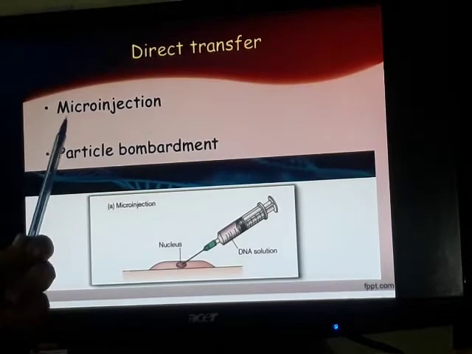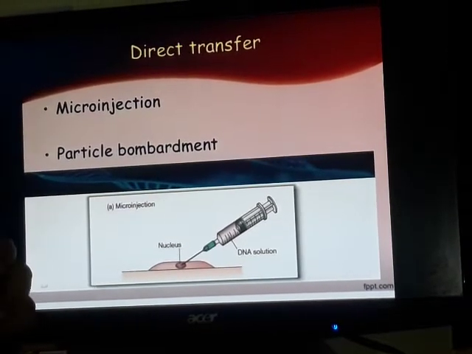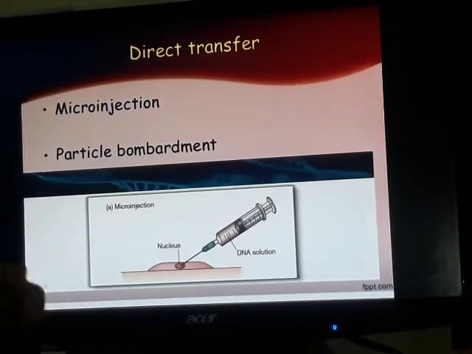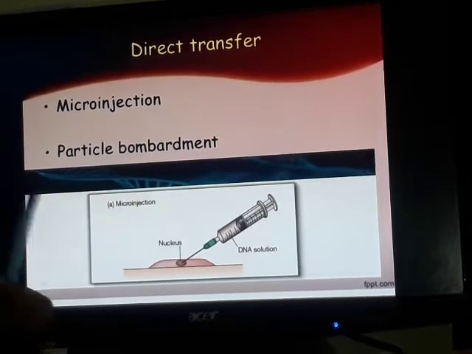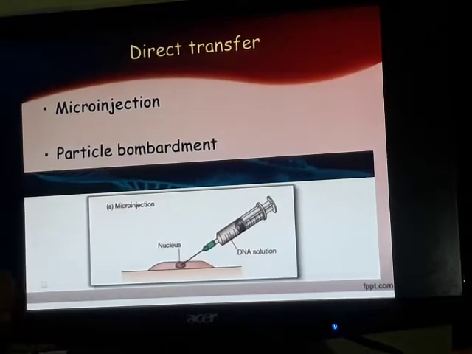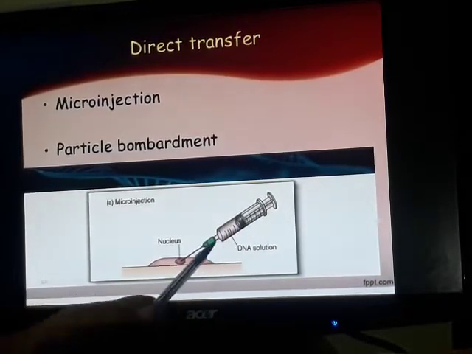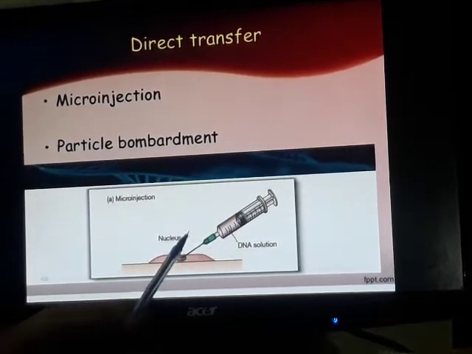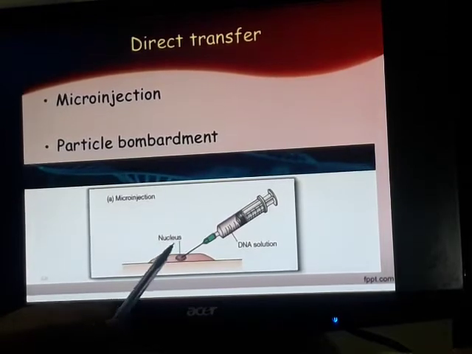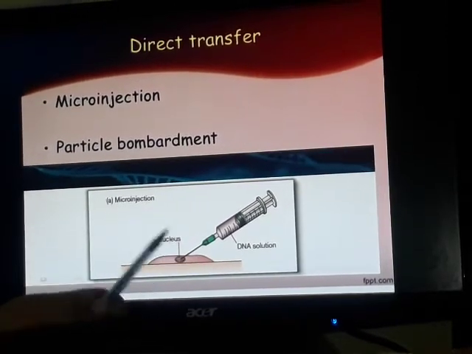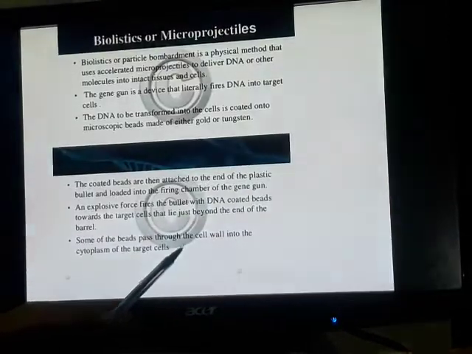The next method is microinjection. What are you doing in this particular method? Your vector, which is harboring the foreign DNA, you are taking in an injection form, and then you are introducing it into a host cell. This cell can be an egg, oocytes, and so on. So this is microinjection.